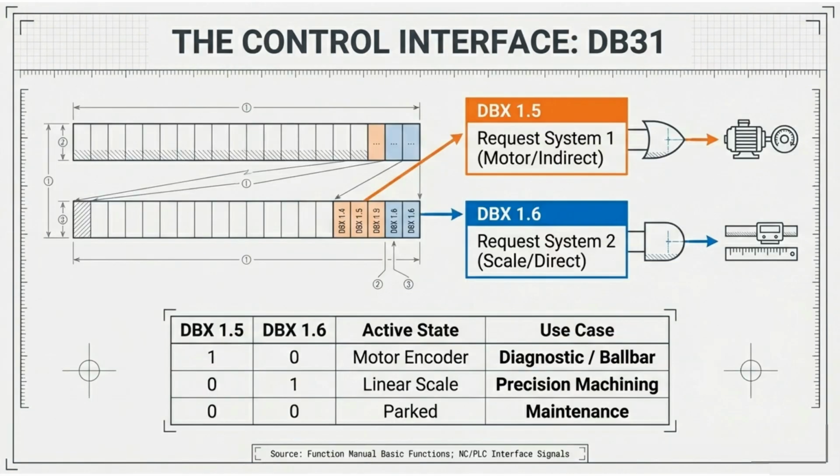The control interface uses DB31 bits to request the measuring system. DBX1.5 requests System 1, the motor or indirect system. DBX1.6 requests System 2, the scale or direct system. These bits are critical for diagnostics, precision machining, and maintenance.